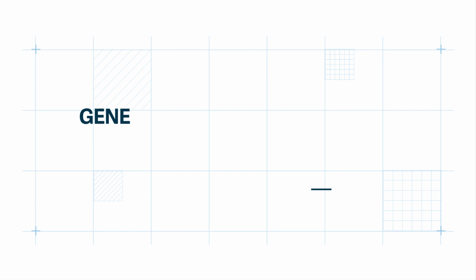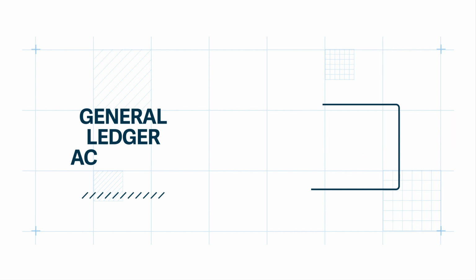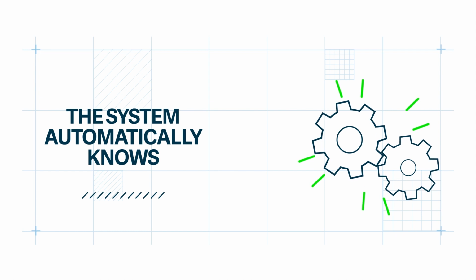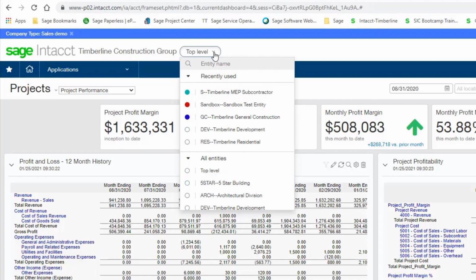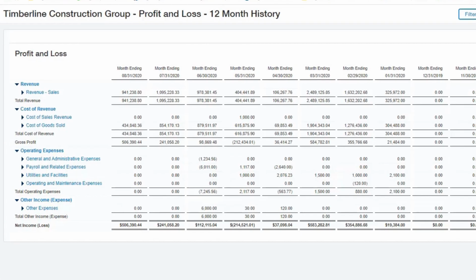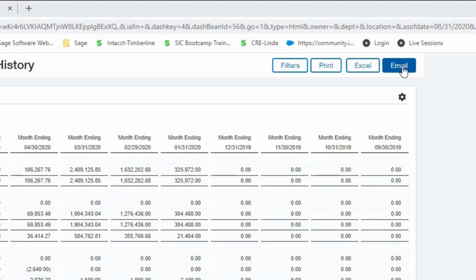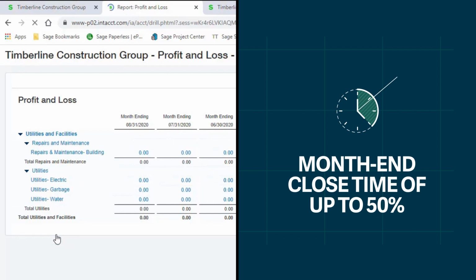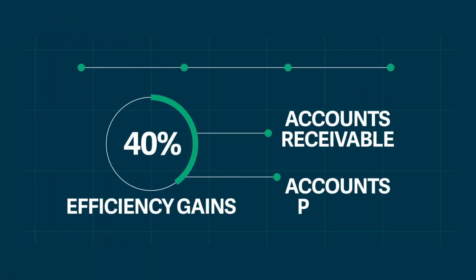By setting up a table of the general ledger accounts containing the due to and due from relationships between various entities, the system automatically knows when resources of one entity are charged against another entity. Sage Intacct Construction will automatically generate the appropriate journal entry for each entity involved. This automated intercompany accounting feature helps generate current and accurate consolidated financial statements on demand. Sage Intacct customers have reported a reduction in month-end close time of up to 50%, in addition to 40% efficiency gains in accounts receivable and accounts payable processes.